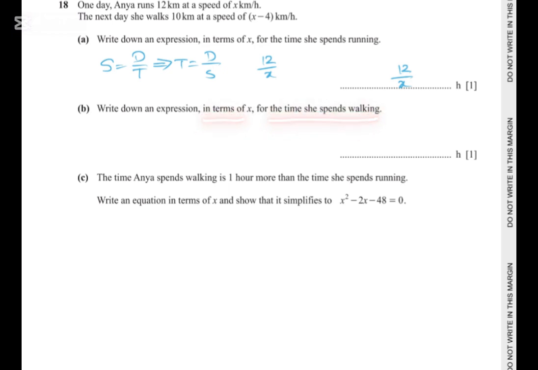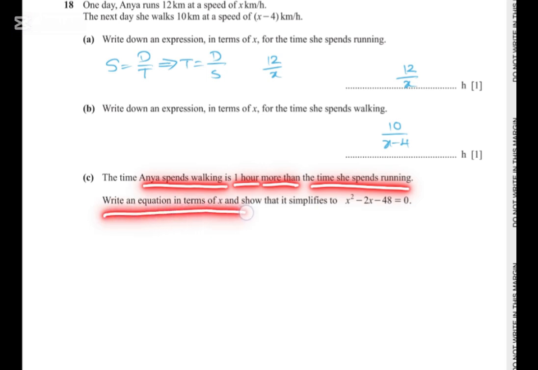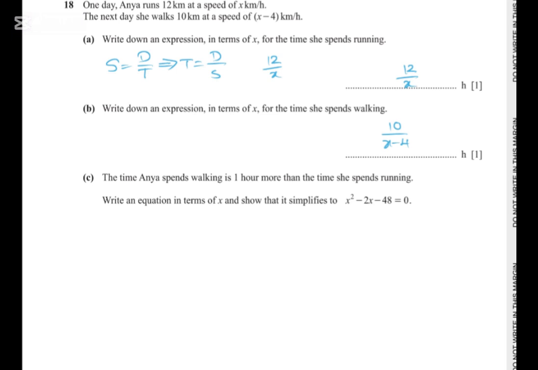So now walking, what is the speed and distance? You just have to write 10 by x minus 4. Distance is 10 and speed is x minus 4. Question number C. The time Anya spends walking is 1 hour more than the time she spends running. Write an equation in terms of x. Show that it simplifies to x square minus 2x minus 48 is equal to 0.